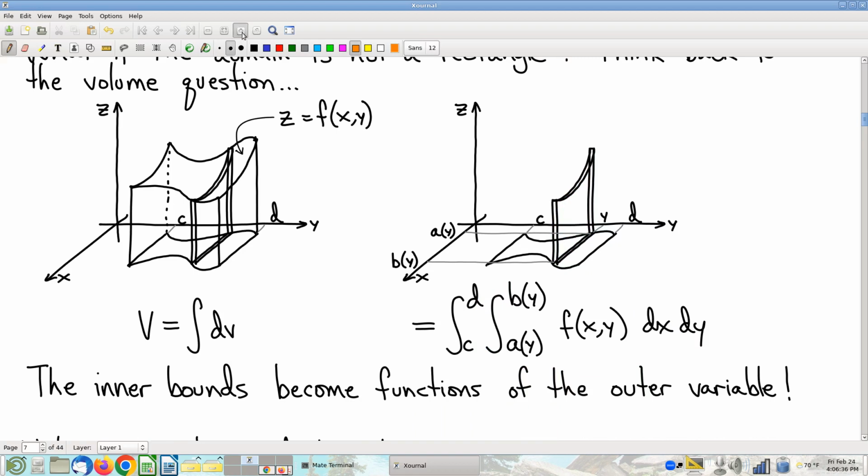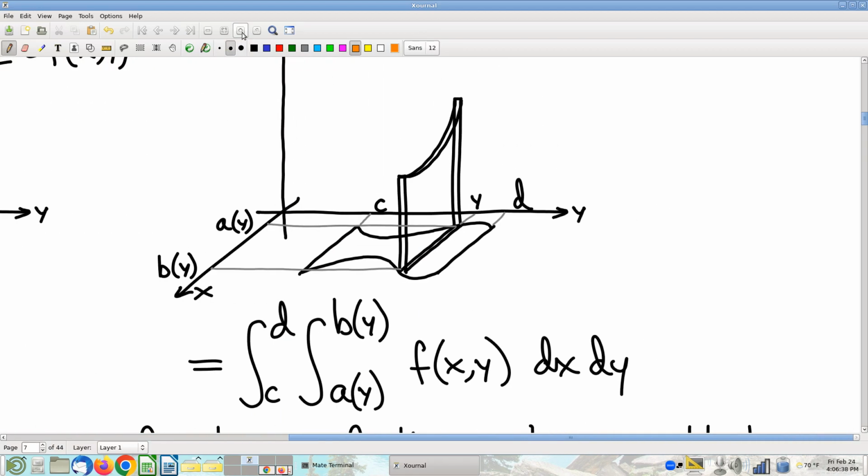And I'm going to zoom just a little bit so we can see better. Notice that these bounds, specifically the inner bounds, the bounds for our inner integral, are not constants. The inner bounds, you can see, seem to depend on the value of the outer variable. Now, why would that be?